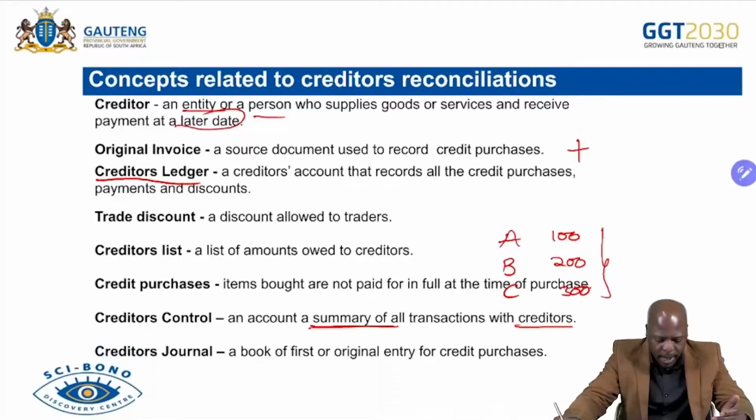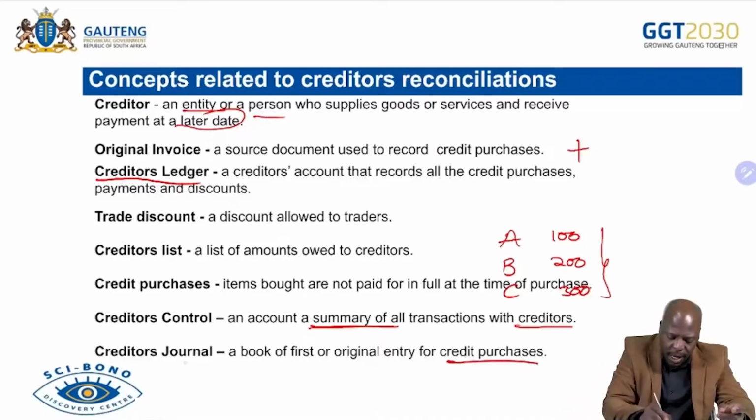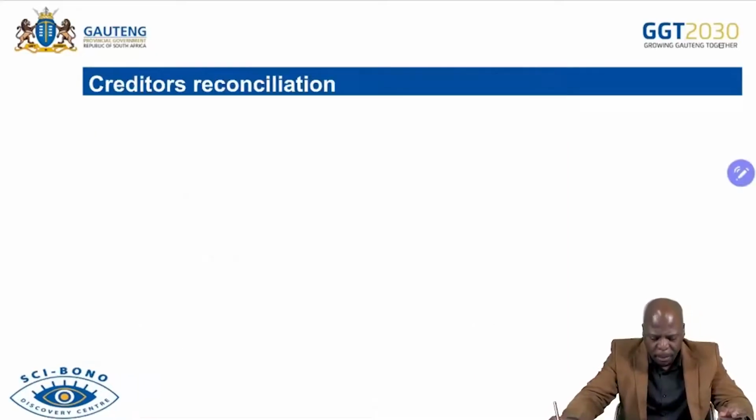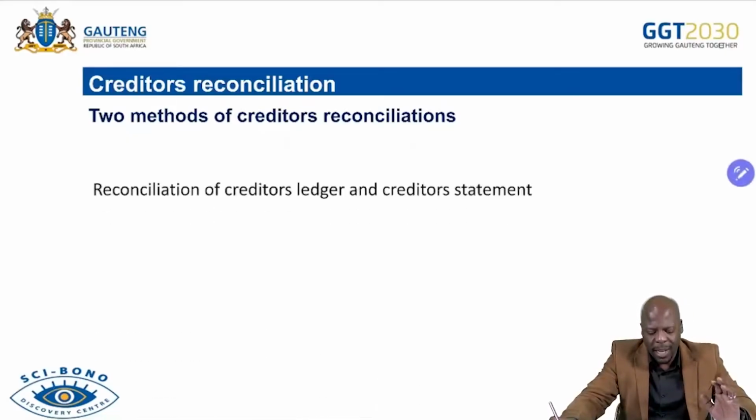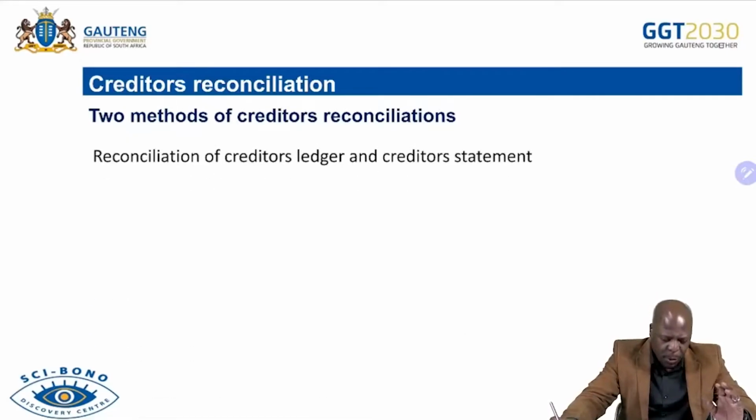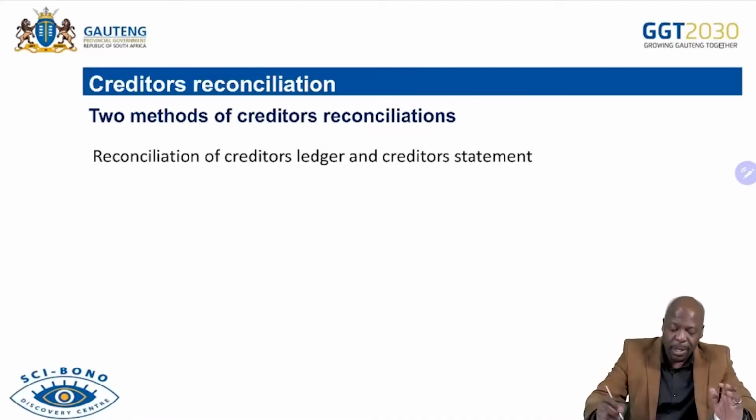All right. And then lastly, I want to talk about the CJ, the creditors journal. It is the book of first or original entry for our credit purchases. That is our creditors journal. Very important that you know that. Now, when we talk about the creditors reconciliation, remember, this is what we are focusing on today. There are two methods of creditors reconciliations. The first one is the reconciliation of the creditors ledger and the creditors statement. In today's session, we are going to be focusing on this one.